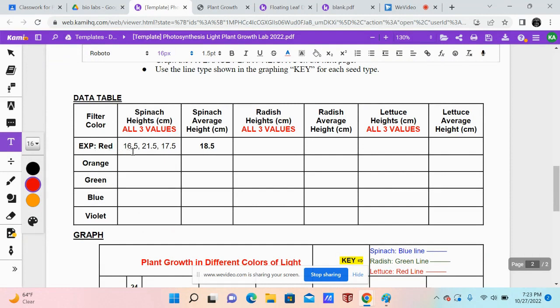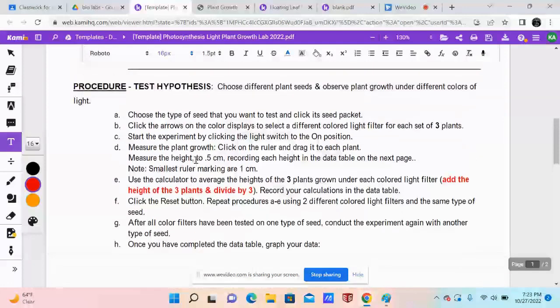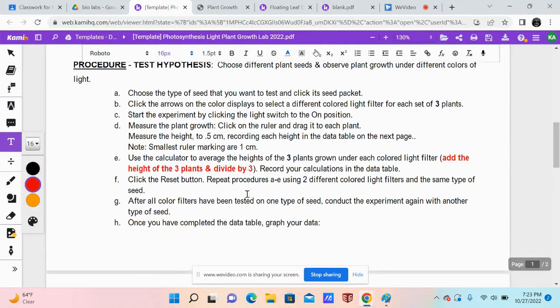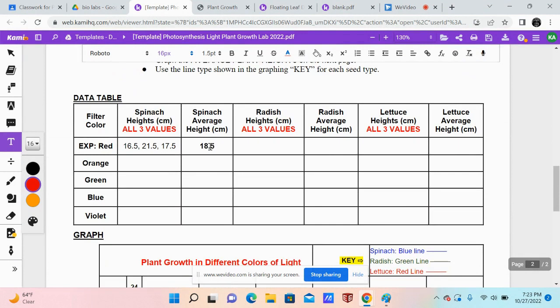Spinach in red light. One of them grew 16.5 centimeters. One grew 21.5. And one grew 17.5 centimeters. Now it says right here, to find the average, you add the height of the 3 plants and divide by 3. They already did it for you. It's 18.5. So 16.5 plus 21.5 plus 17.5 divided by 3 equals 18.5.